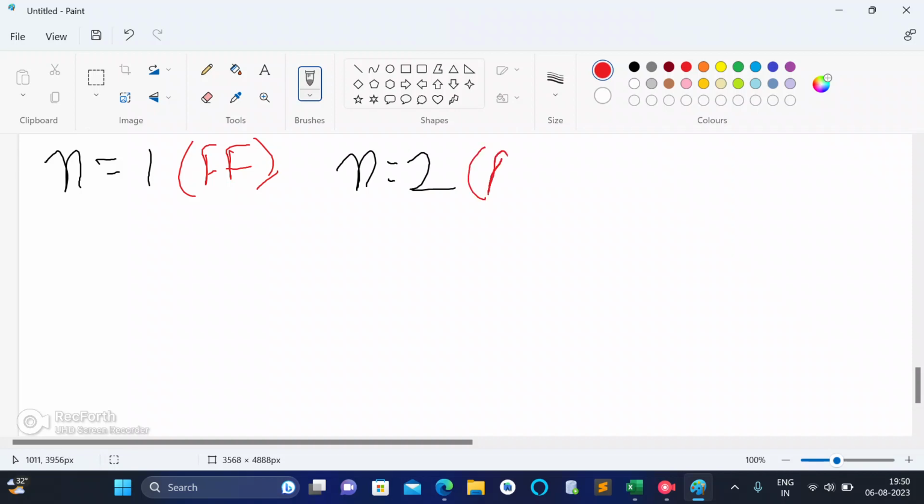If n is equal to 2, then Ashish Gupta will subtract 1. Fastest Finger won't be able to make any move. So Ashish Gupta wins. Third case.